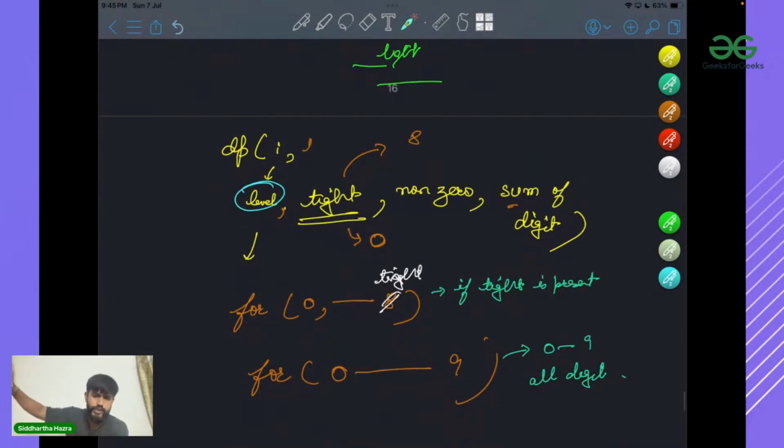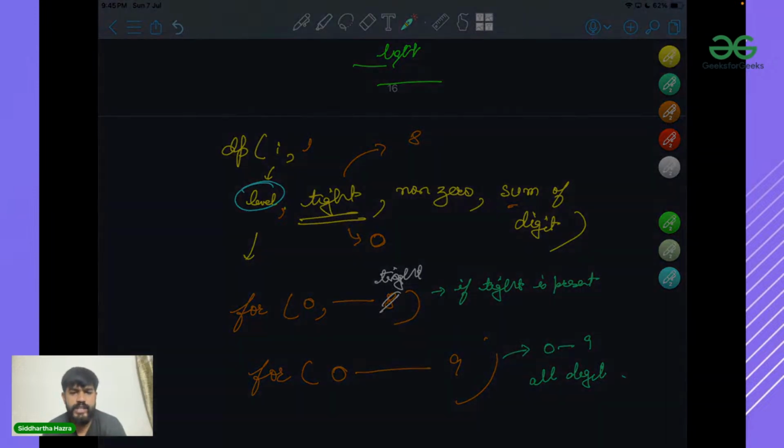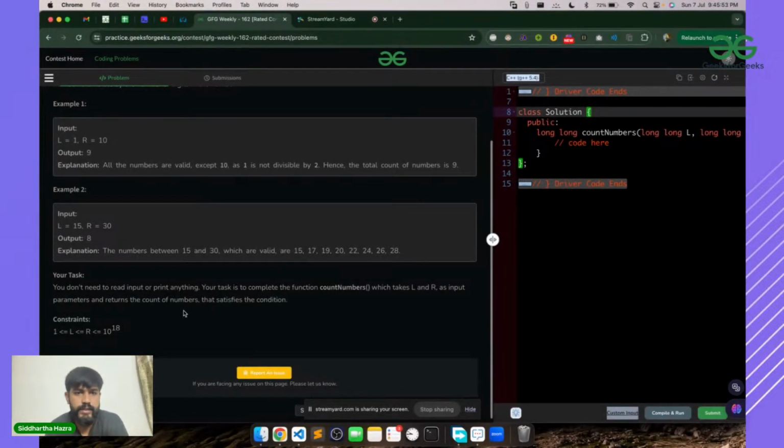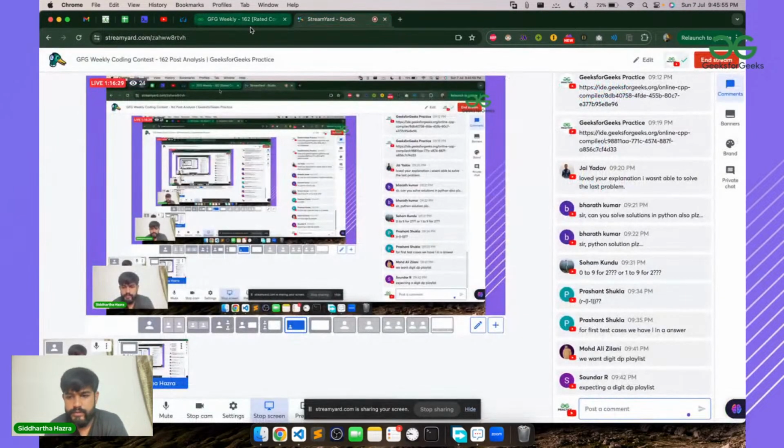And this is enough to solve this problem itself, where we have the level, we have a tight, and the sum of the digits. So fair enough. Now the same thing, we would just memorize it. Now let us see the solution.